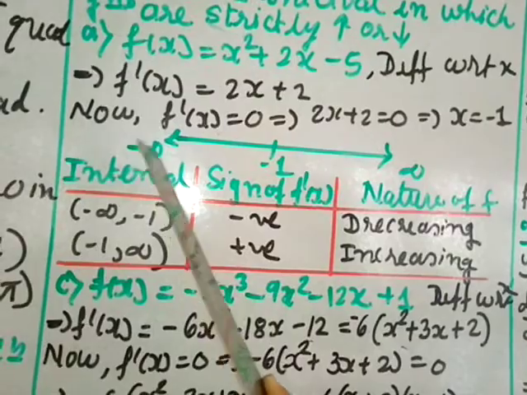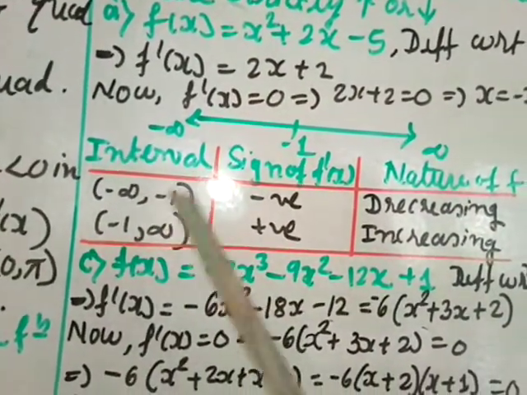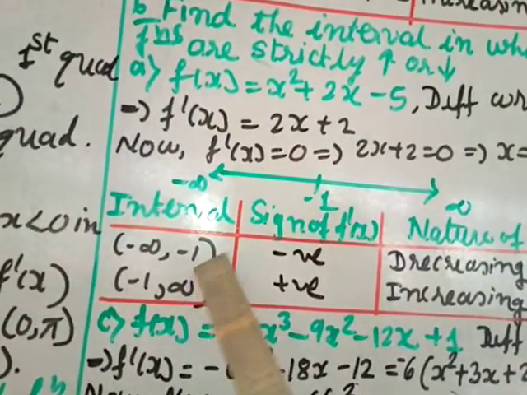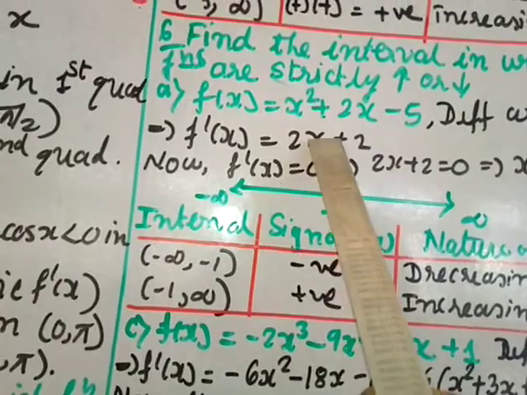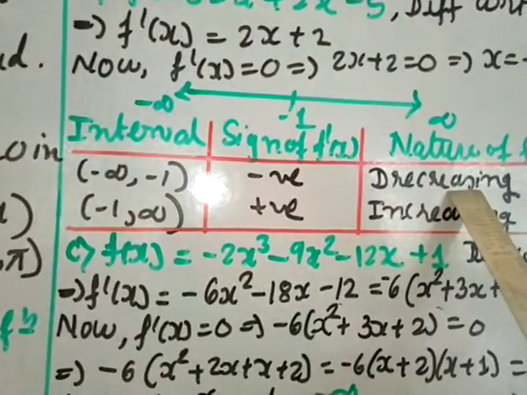So I take the interval minus infinity to minus 1, and another one is minus 1 to infinity. Now I'll take one value between minus infinity and minus 1. Let's take minus 2. Put minus 2 here: 2 into minus 2 is minus 4, plus 2 is negative. So the answer is negative, so it is a decreasing function.